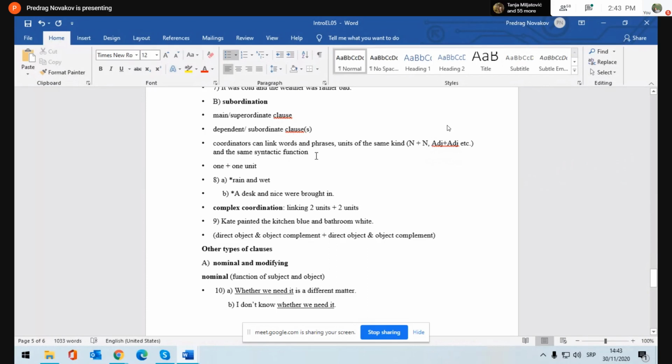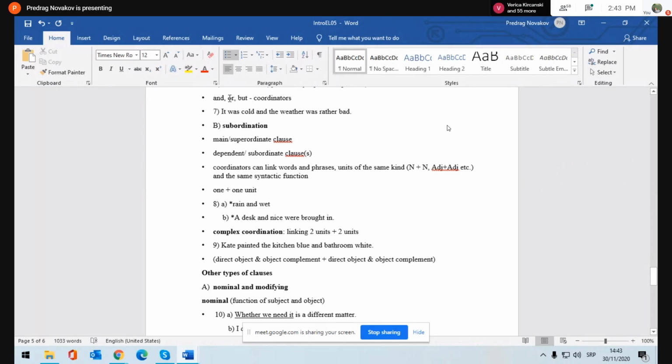Now, we can go back to coordination and coordinators. They can link words and phrases, units of the same kind, not only clauses. So the coordinators and, or, for example, can link words and phrases, not just clauses. But the rule is that the units you want to relate have to be of the same kind, like a noun and a noun, an adjective and an adjective, and so on. This is the rule. Units of the same kind.